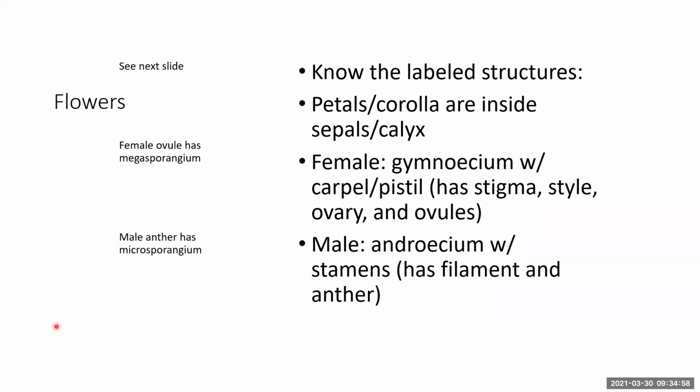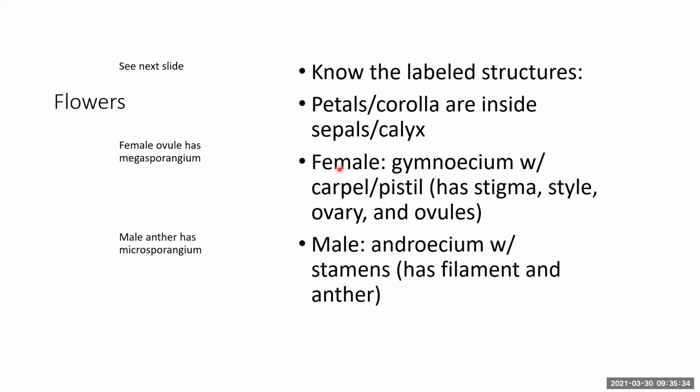And so next we're going to talk about flowers specifically. We're going to talk about the structure of flowers. And you really want to be able to label and identify these structures as well. So if I gave you a flower or a picture of a flower, you would need to be able to label these parts on that flower. Okay. And so flowers have petals and sepals, in which petals are the corolla and sepals are the calyx.